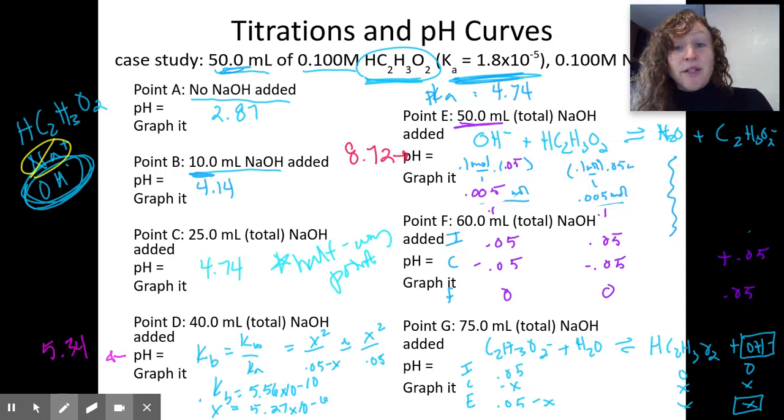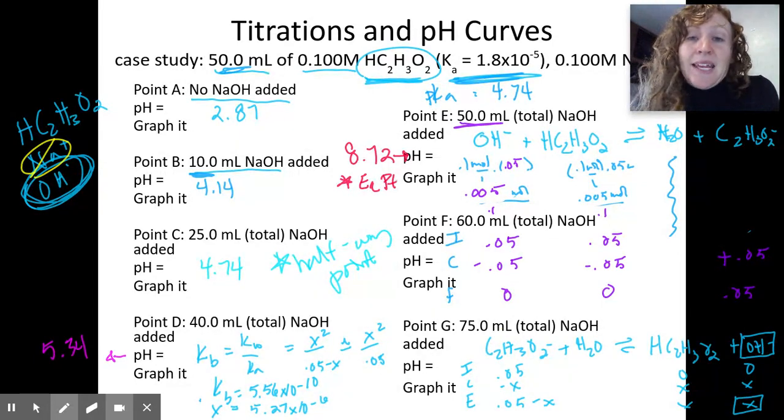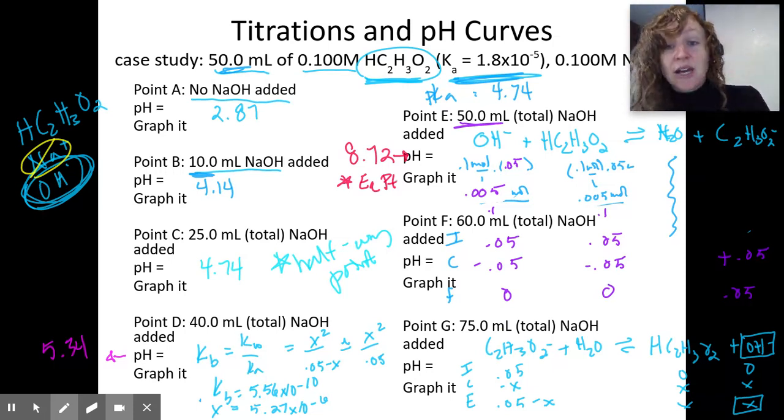Okay, so this is my equivalence point. This is the point where the amount of acid in my solution is equal to the amount of base that has been added. It's an equivalence point. So the base perfectly neutralizes the acid, and I'm only left with salts. But the salt happens to have an anion in there that is a weak base. And so my pH at my equivalence point in this case is not 7. My pH is dependent on that weak base. So it's a slightly basic pH. It's a slightly high pH. So that makes sense. That is a good place to be.